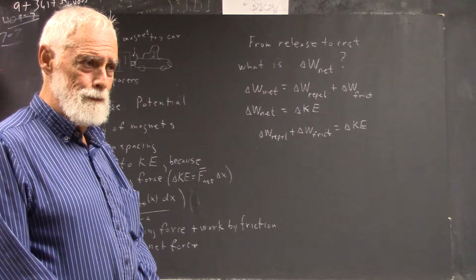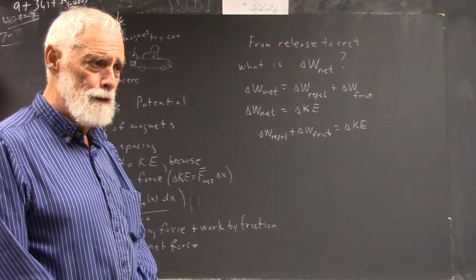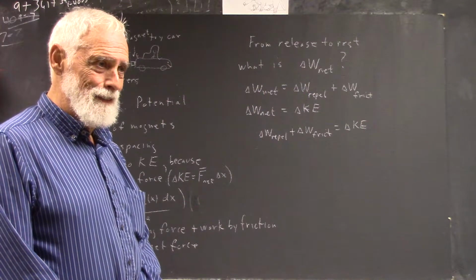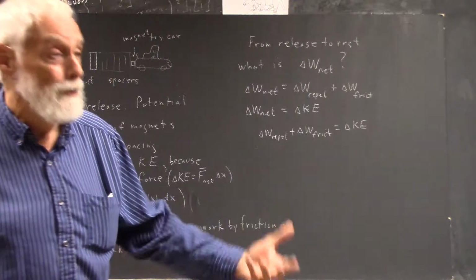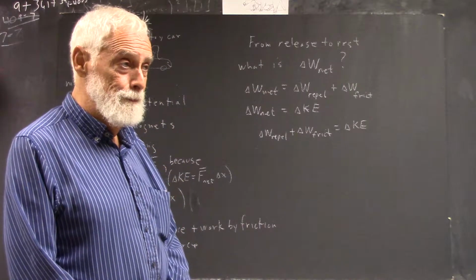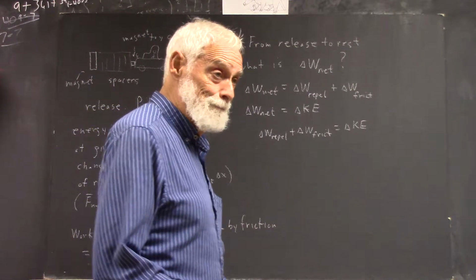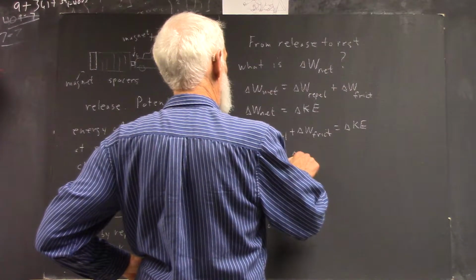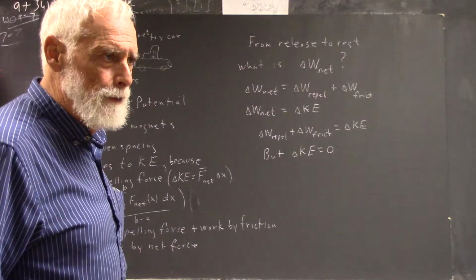Now, what starts the interval? The release. At the instant of release, how much kinetic energy does it have? It doesn't have any. It hasn't had time to build any. So at the instant of release, kinetic energy is 0. What about the end of the interval? It's at rest. Kinetic energy is 0, right? Okay, change in kinetic energy is 0.